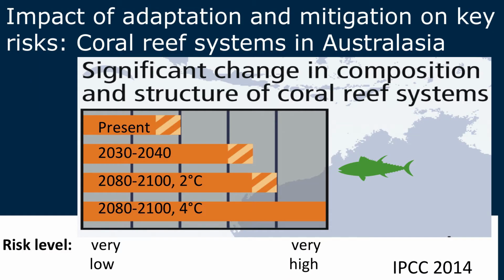And if we just turn to this last illustration of that, this shows the risks to coral systems in Australasia, the risk of significant change in the composition and structure of coral reef systems. And it shows the present risk, and that little stripe at the top indicates how much you could lower that risk if we were to apply additional adaptation measures that are currently known that aren't currently applied. But then by the time we get to 2030 to 2040, because of the global warming that's going to occur, that risk increases, but adaptation can offset that, but there's still a significant increase.